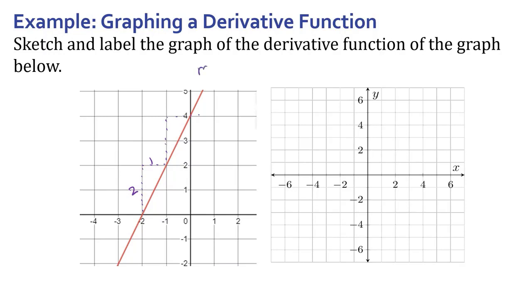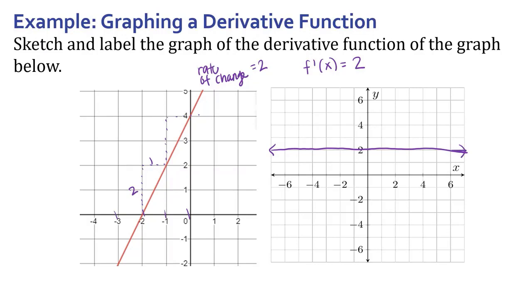So the derivative for all of this, that rate of change is constant. It's always going to be 2. So this would go through the line. So for any x value, so for any of these x's, the rate of change is always 2. So that's going to be a horizontal line that goes through y equals 2.